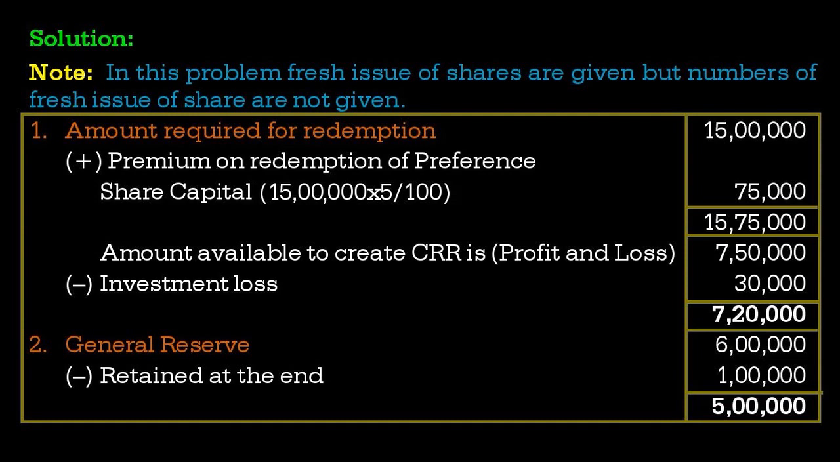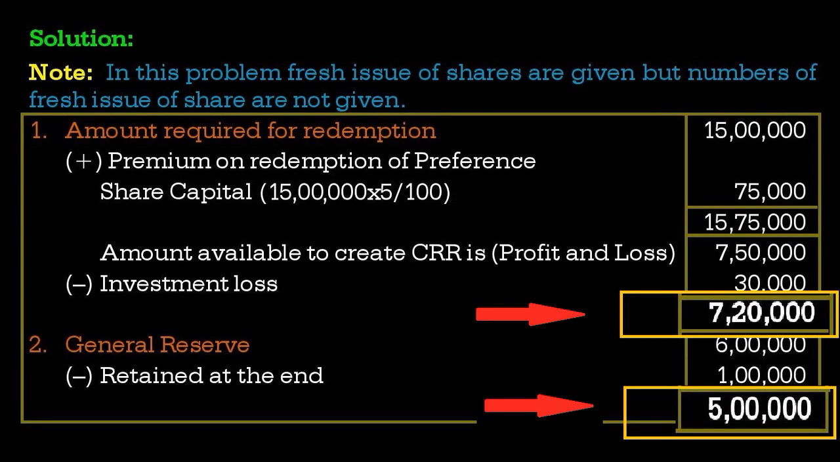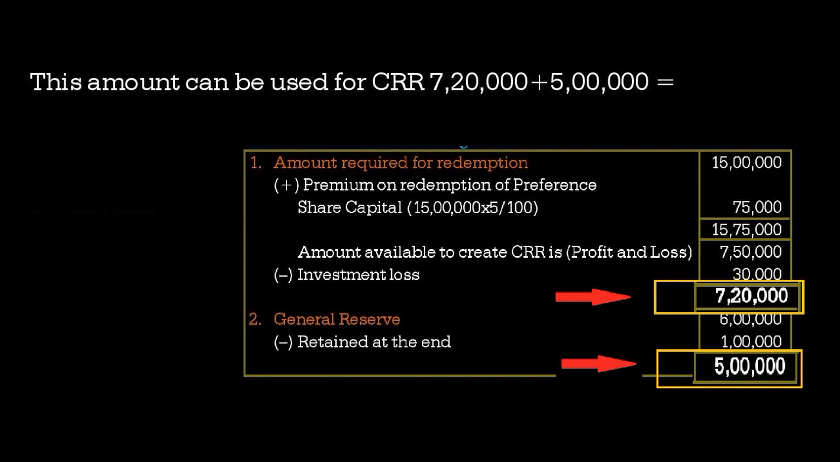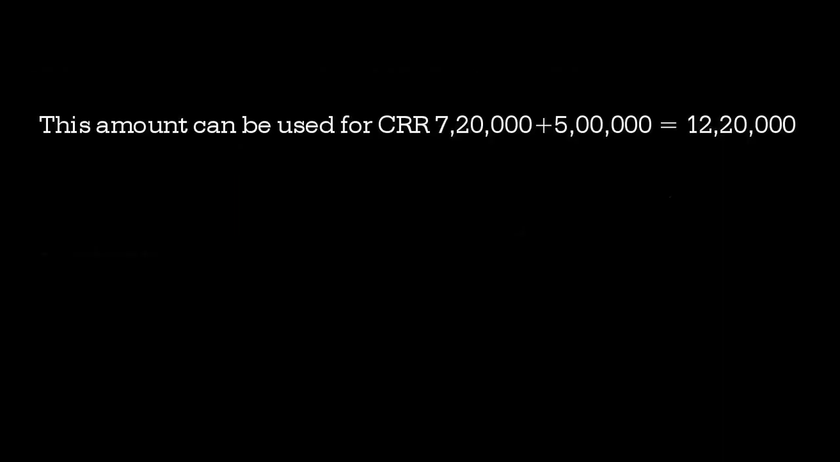Now let us see how much we have in CRR account, which we have taken from divisible profit. From profit and loss account we got 7,20,000. That is 7,50,000 minus 30,000. 7,20,000 we got from profit and loss account. 5 lakh we got from reserve. So together we get 12,20,000. So that much divisible profit we have for redemption, means repayment of preference shares. Remaining amount we have to arrange by issuing equity shares.